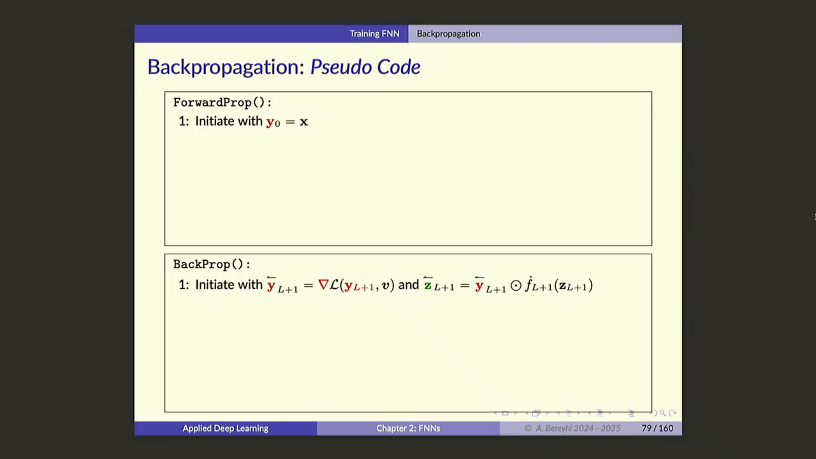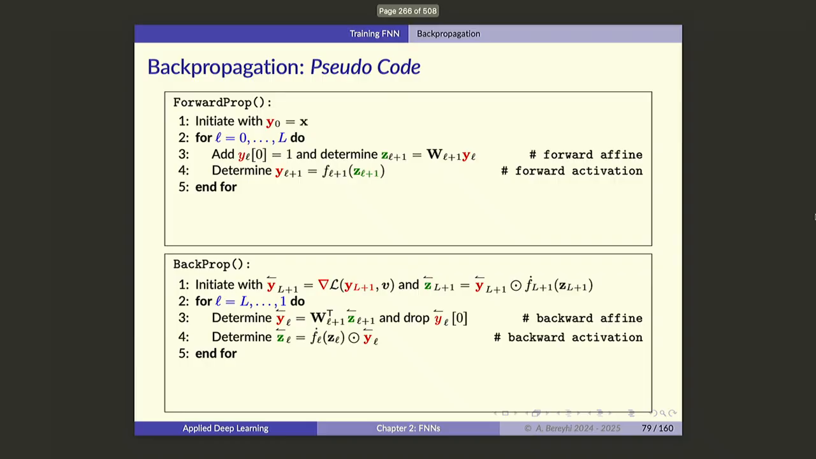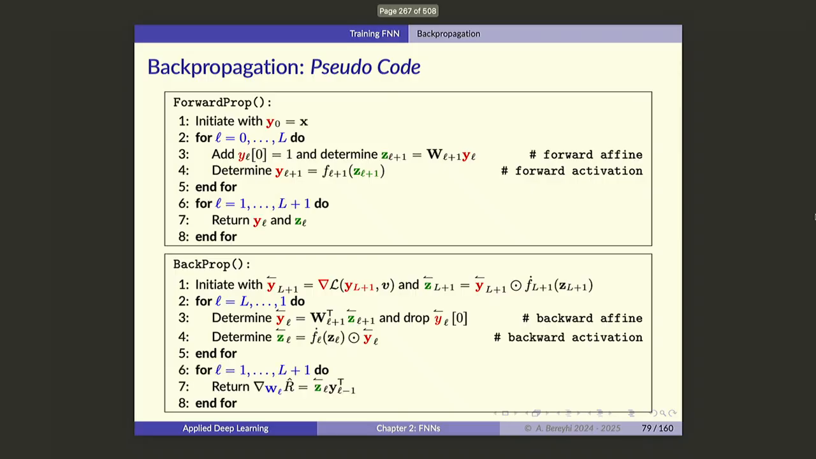In forward propagation, you start with the data. In backward propagation, you start with the gradient of the output. Then at every single layer, you do one linear transform, and you activate. Here, you just reverse whatever you have done: you do a linear transform, you drop that dummy thing, and then you activate again backward. But by activation, I simply mean here multiplying with the derivative of your activation function. In the forward pass, you just record every y and z. Here, again, you just need the gradient with respect to every z and y. Then you can compute the gradient with respect to the weights.